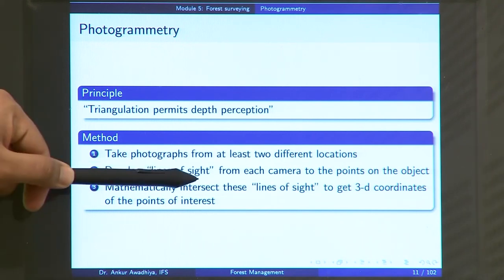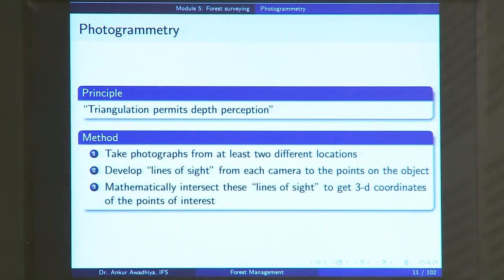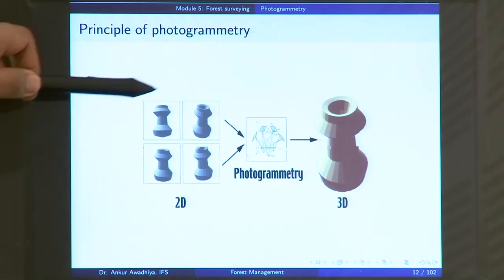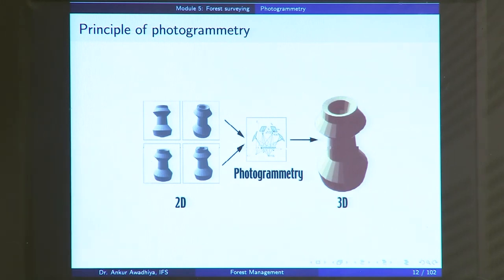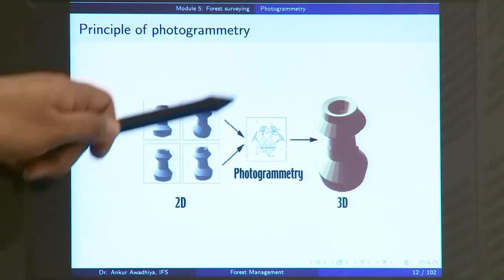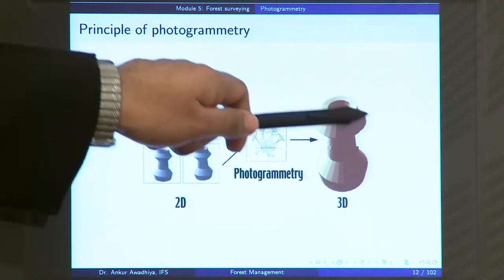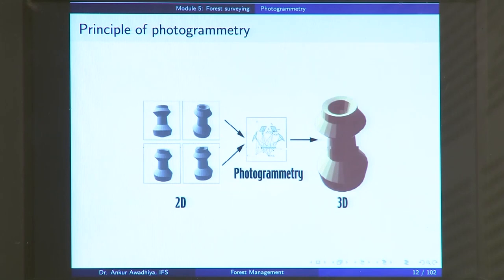By mathematically intersecting the lines of sight to get 3D coordinates of the point of interest. So, what we are saying here is that suppose you have this object and you are taking photographs from different locations. Now, once you have these photographs, which are two-dimensional representations of this object, you process them mathematically and do the technique of photogrammetry, so that you get a three-dimensional representation of this object.